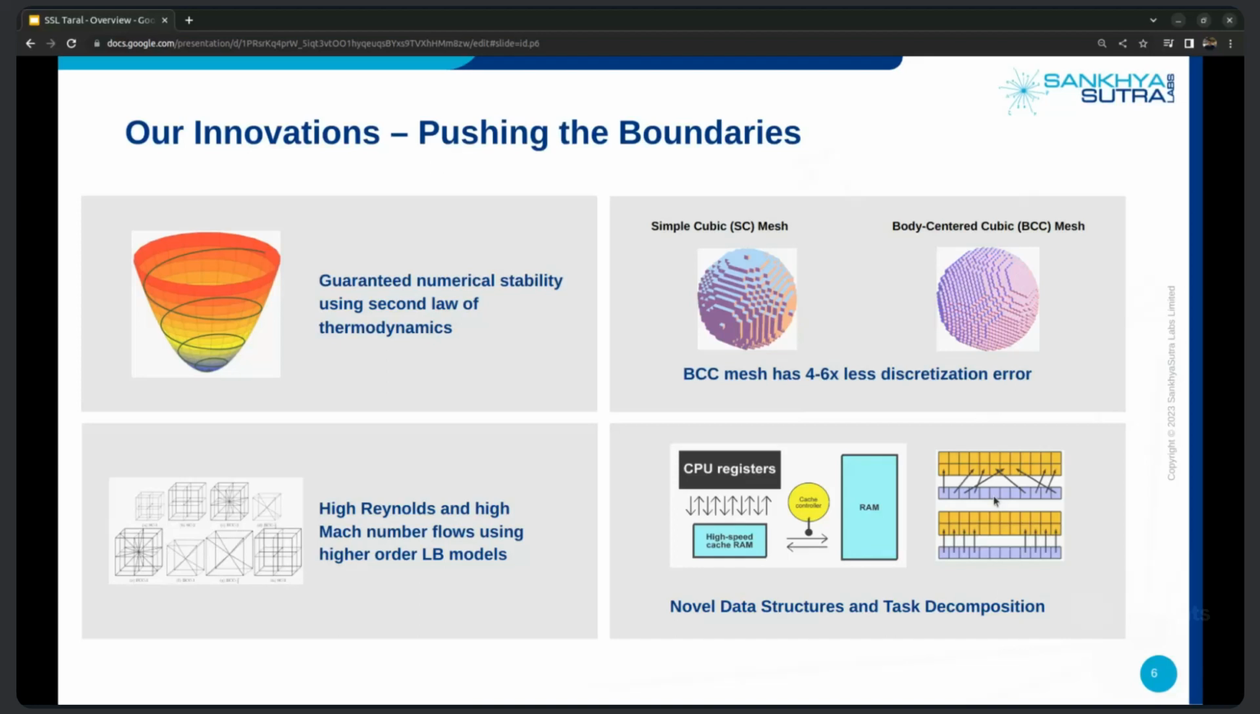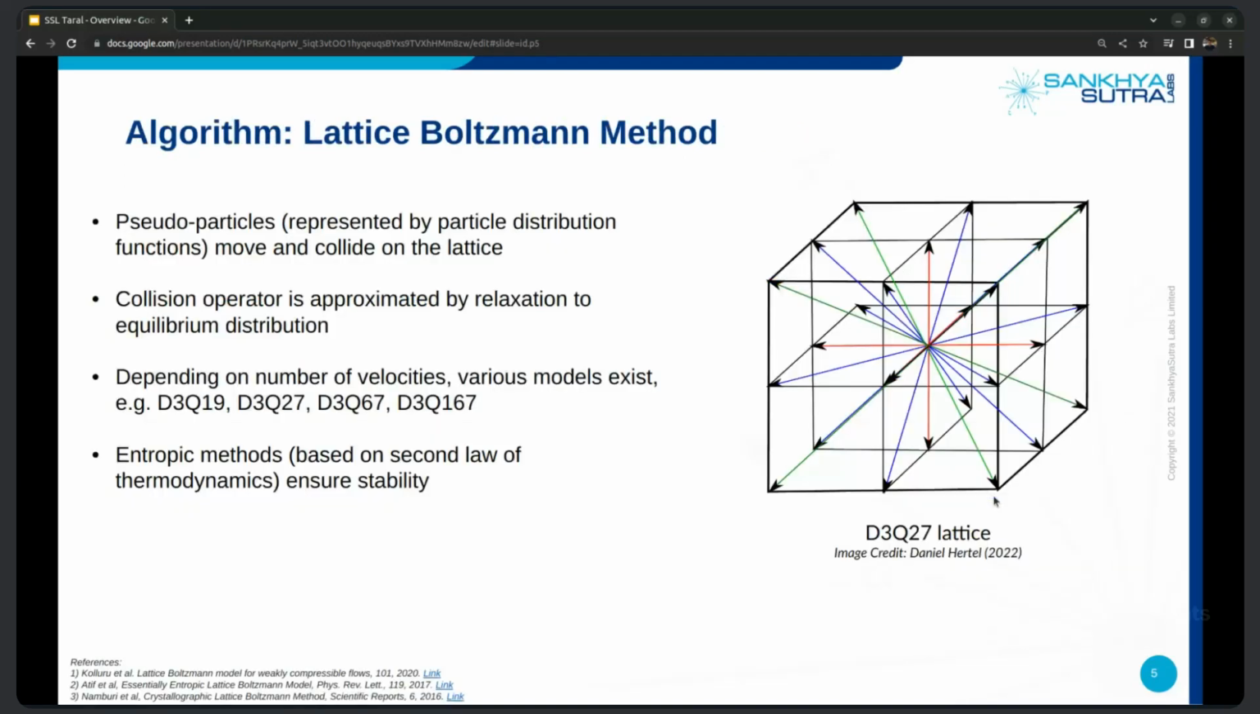Now, to gather more detail about how BCC grids work or how the entropic formulation of LBM works, you can refer to the references that are added in this slide here.